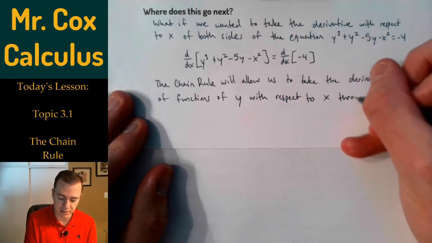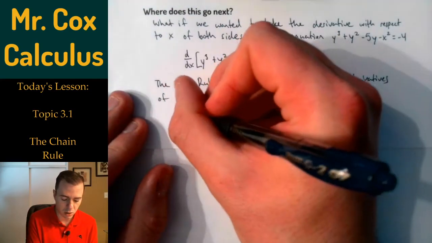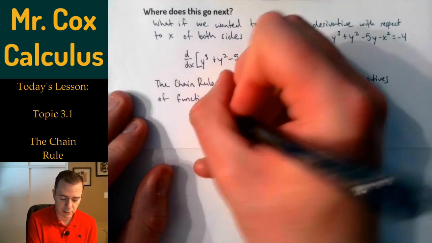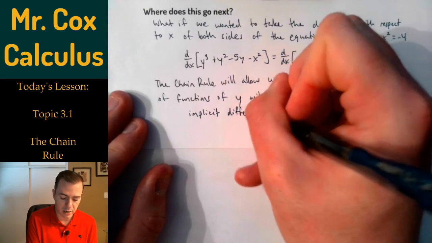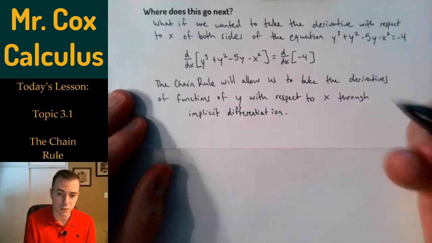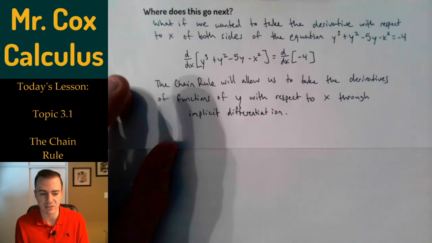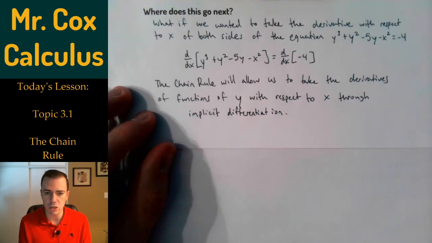through a process that we call implicit differentiation. And really, all it's going to do is give us another application of the chain rule. And it's going to be a really huge moment for us.